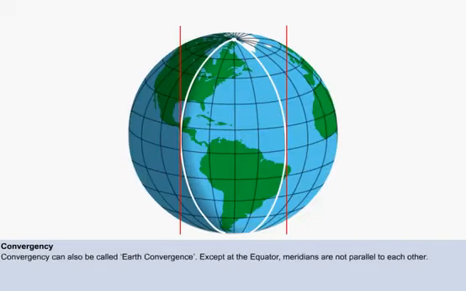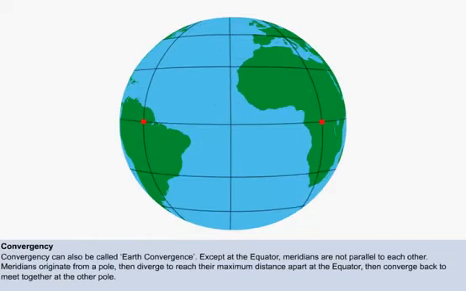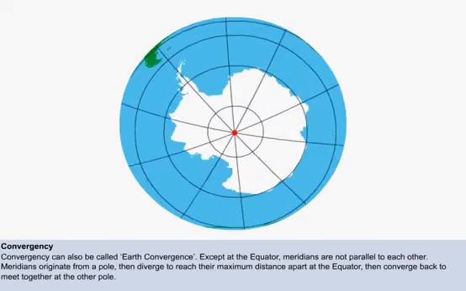This lesson will describe convergency, which can also be called Earth convergence. Convergency results from the fact that, except at the equator, meridians are not parallel to each other. Meridians originate from a pole, then diverge to reach their maximum distance apart at the equator, then converge back to meet together at the other pole. This means that their angle of inclination to each other is constantly changing.